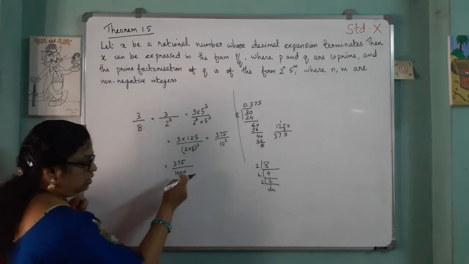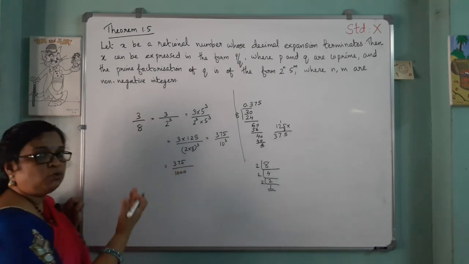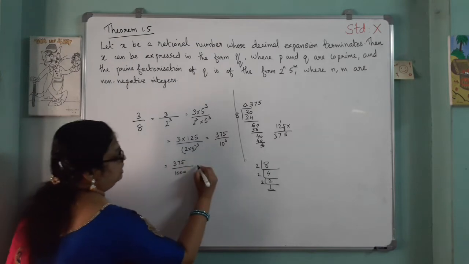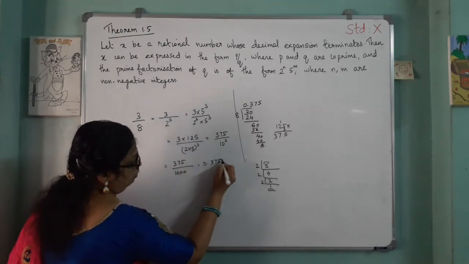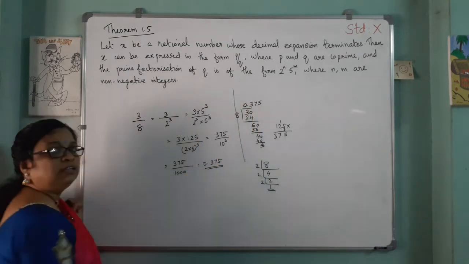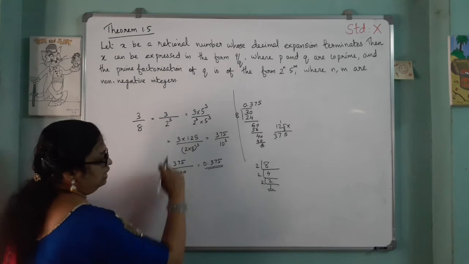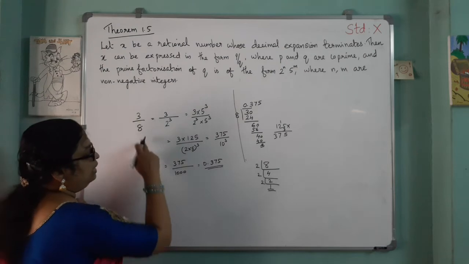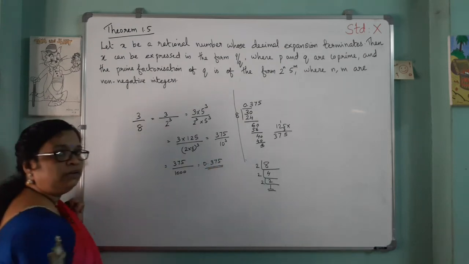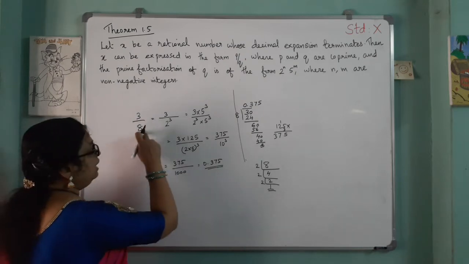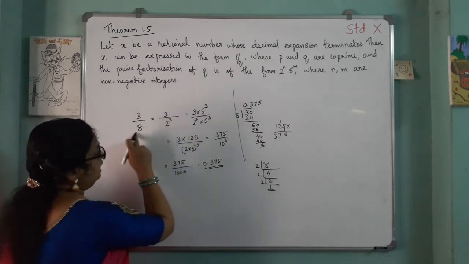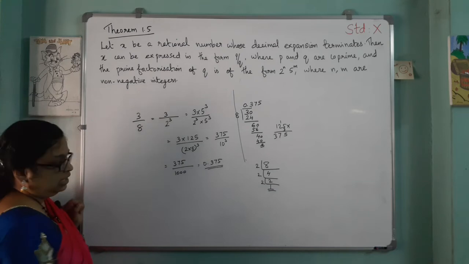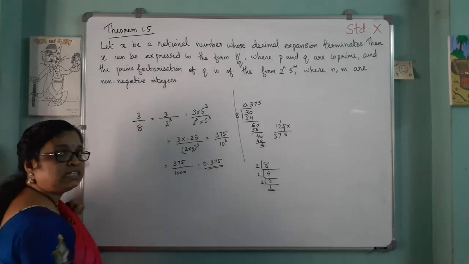10 cube is 1000. So when dividing by 1000, the decimal moves 3 places left. That is 1, 2, 3. That means it is 0.375. When dividing, we also get 0.375. So in this way we get 0.375, which is a terminating decimal. That is, 3 by 8 equals 0.375, a terminating decimal. 3 by 8 can be written with denominator 8, that is 2 cube, and we get the decimal expansion terminating.